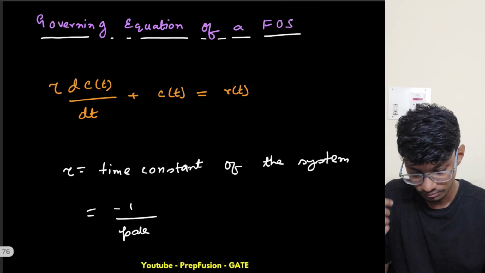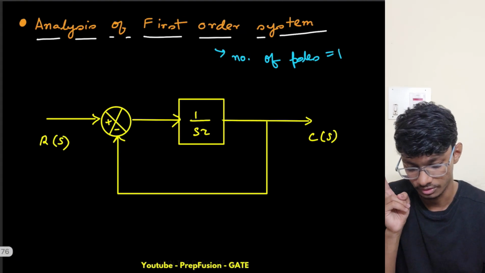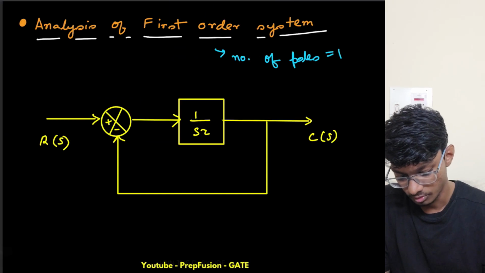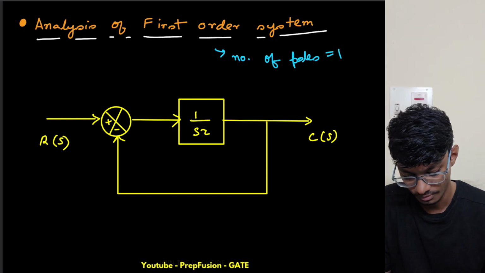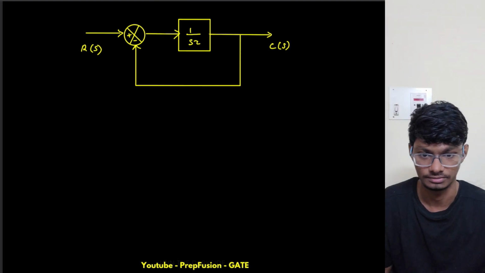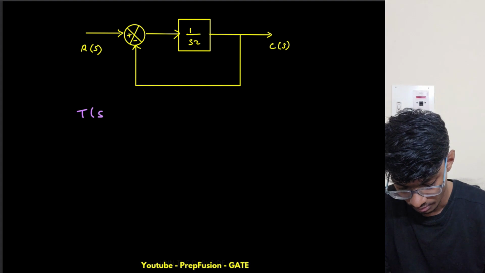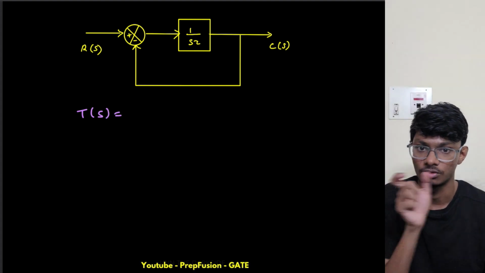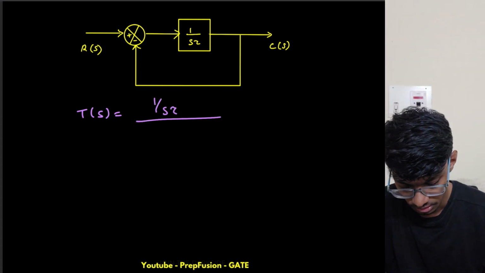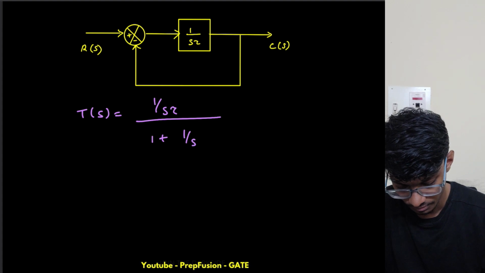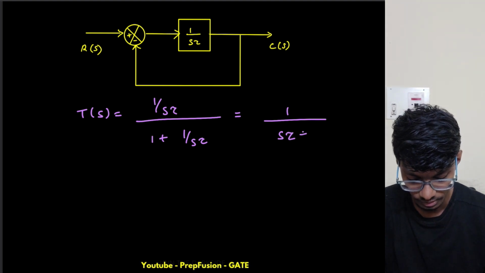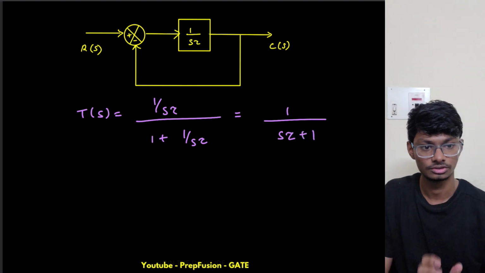Now let us find the transfer function. I can find the transfer function in two ways, from here also and from here also. I will find it in both ways, right? So let's find it from the block diagram. From the block diagram it's easy to find, right? We already know how to find a simple unity feedback system. So the transfer function is basically G upon 1 plus GH. That is the formula. I hope you remember, right? So 1 by s tau divided by 1 plus 1 by s tau, okay, this equals 1 by s tau plus 1.